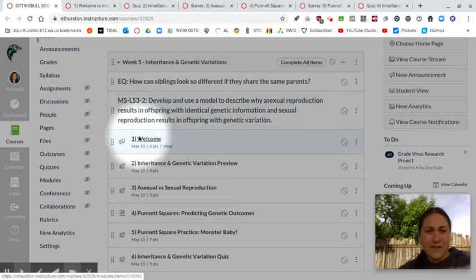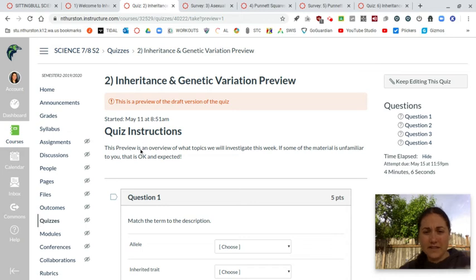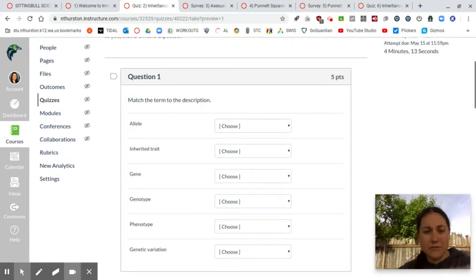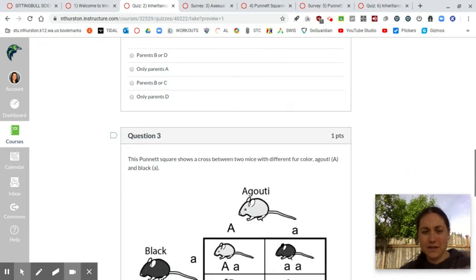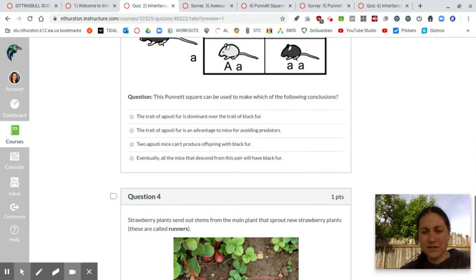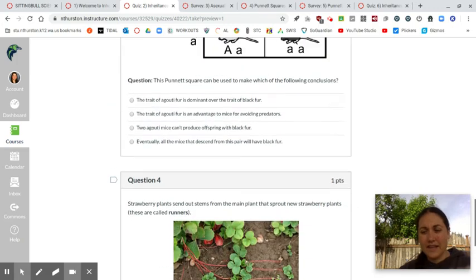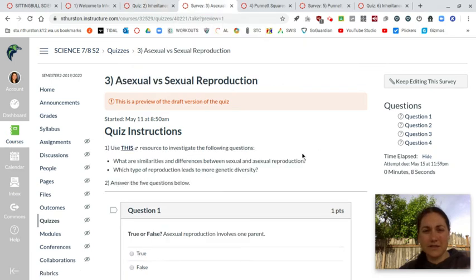So, first off, you're in the welcome right here. Then we're moving into our inheritance and genetic variation preview. In this preview, you will not have multiple attempts. This is for me and for you to gather data on your growth through this unit. So you're going to do your best to answer the questions with what you know about genetic variation and inheritance right now, and you'll be able to demonstrate that growth in the quiz by the end of this unit.